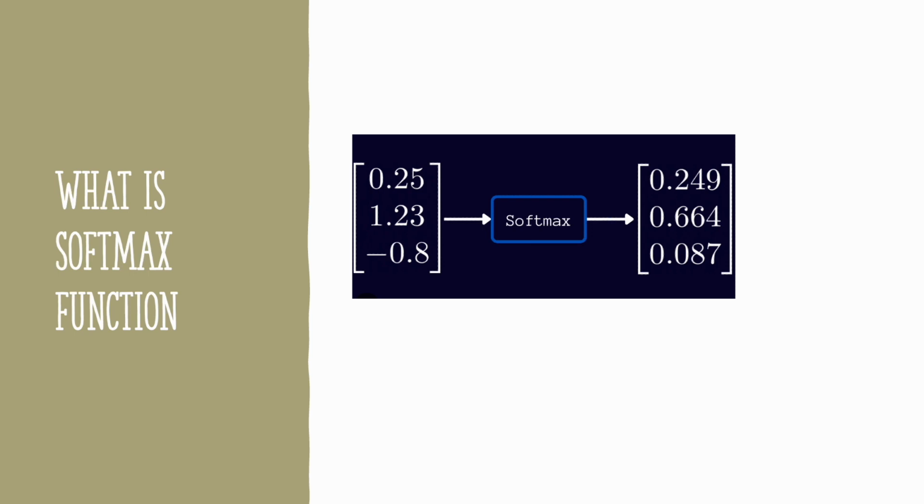If the input is small or negative, it returns a smaller probability. If the input is larger, it returns a larger probability. But output values always remain between 0 and 1. So, how is the output value calculated?